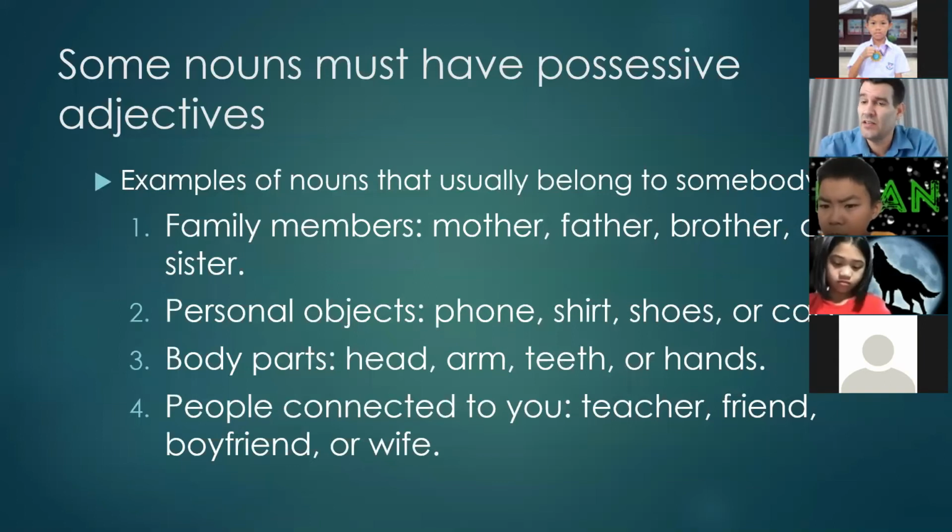Or friend, friends go home. You cannot say that, you must say my friends go home, your friends go home. Or boyfriend, or girlfriend, or wife, or husband. You cannot just say boyfriend. You have to say my boyfriend. Whose boyfriend? If you are speaking with an English speaking person, they will be confused if you just say boyfriend or wife. You have to say my wife, my boyfriend.